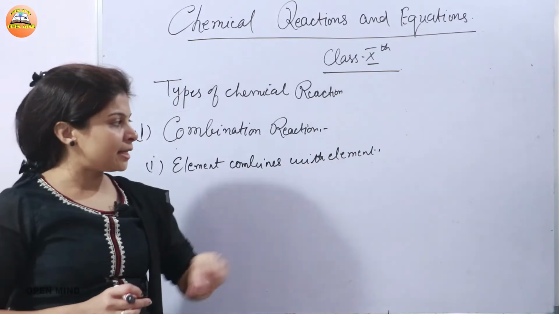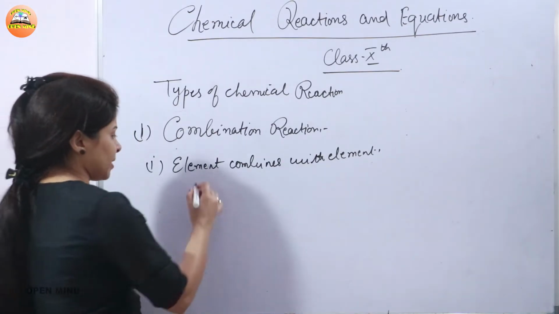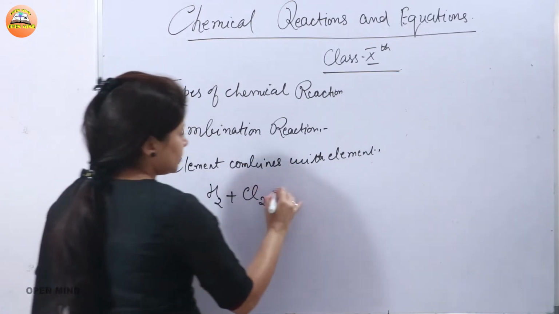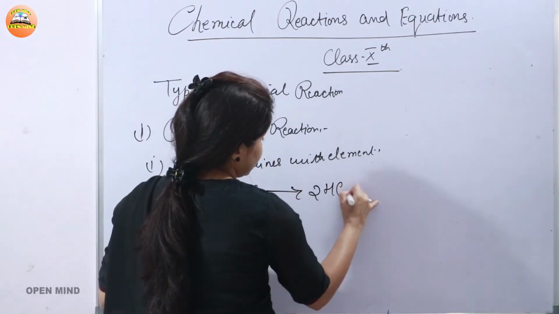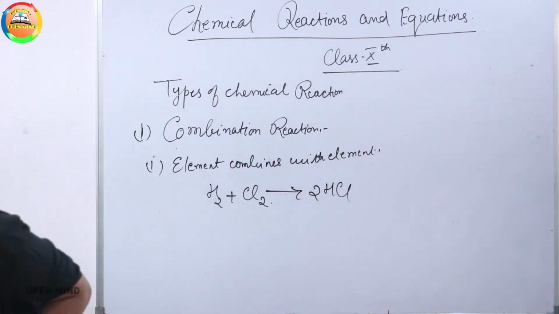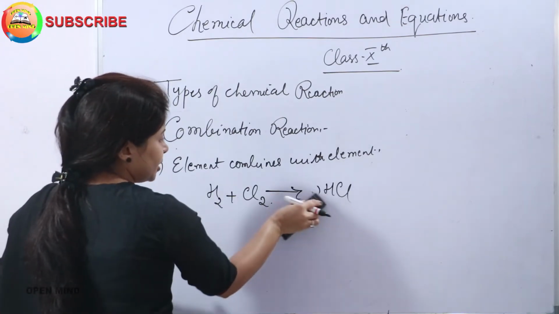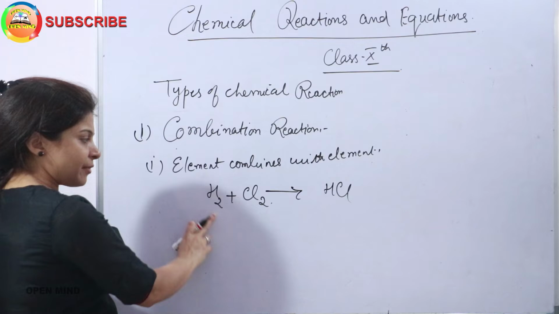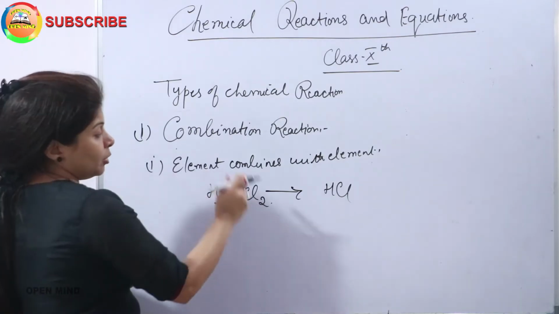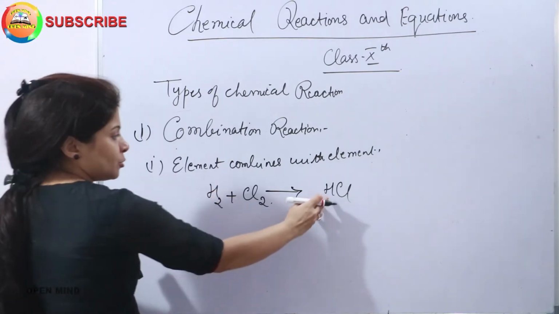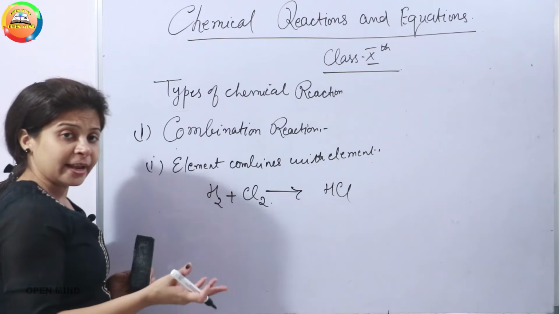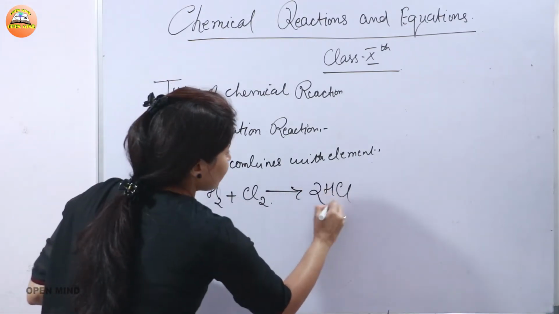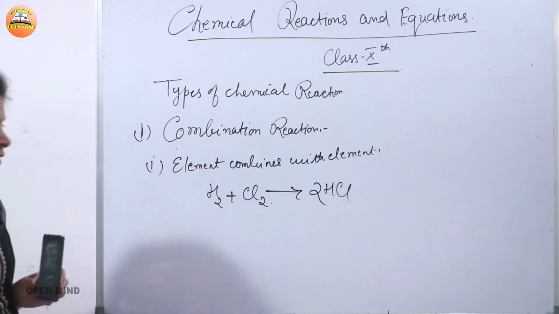Now an element is combining with an element. Take an example: H2 plus Cl2. It will give you how much? 2HCl. See, in my previous classes I showed you, if I don't write the 2 here, what will happen? How many atoms of hydrogen are there? 2. How many of chlorine? 2. So when you get the product, is it there 2 of hydrogen and chlorine? No. So you have to balance by writing a 2 over here.